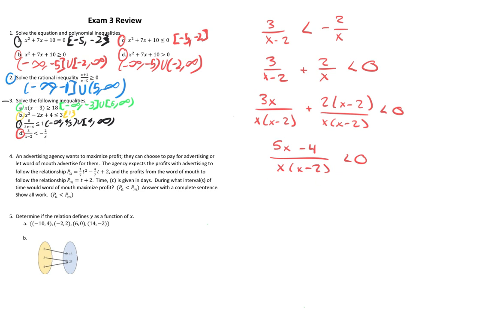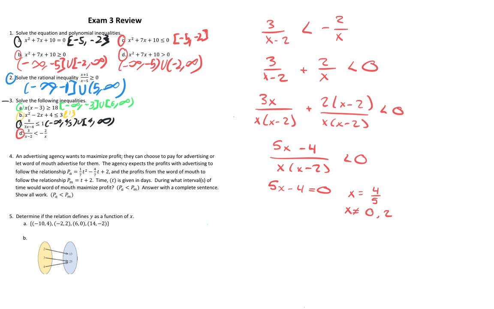So where does this equal 0 or not exist? It's going to be right here whenever x is equal to 0. Whenever x is equal to 2, it doesn't exist, so we need to mark those points. Then it's going to equal 0 whenever this top part equals 0, which will be at x equals 4/5. So we get that 4/5 by doing this here. We would add 4 to the other side and then divide by 5, so x equals 4/5. And then x cannot equal 0, and it cannot equal 2.